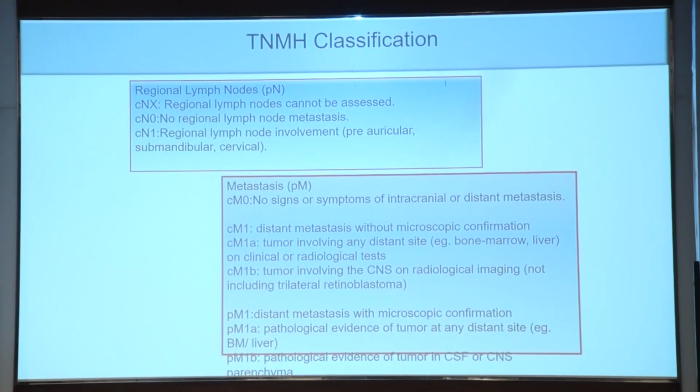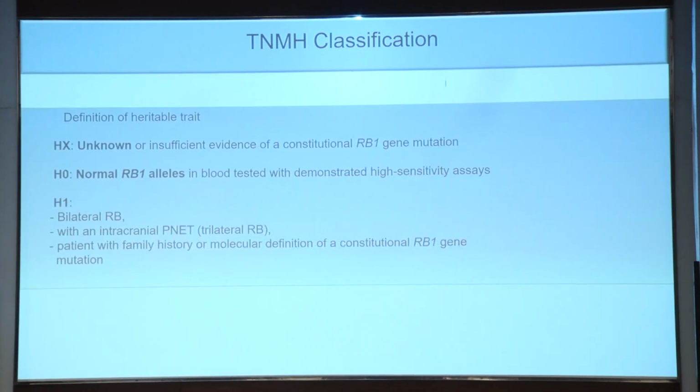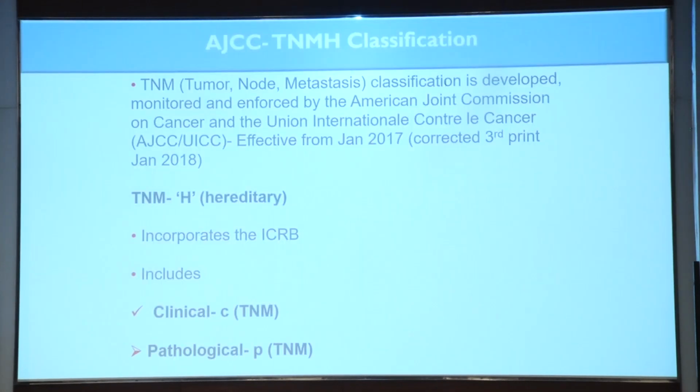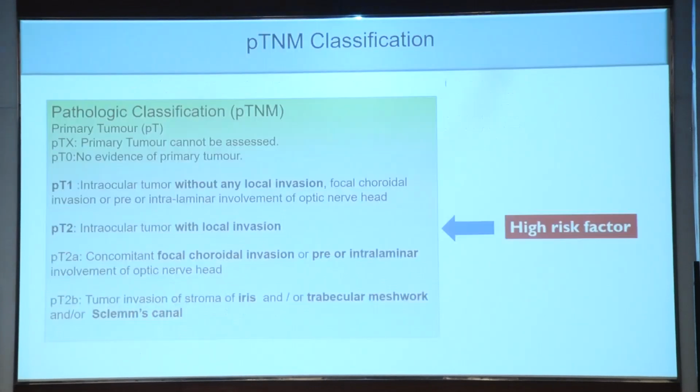So yes, N is for regional lymph node metastasis. Now metastasis, again, we have M1A and M1B. Tumor involving distant sites like bone marrow has a slightly better prognosis than that with CNS involvement, as I told you. All right. Now, hereditary, I already told you. TNMH classification, and there is even a pathological TNM classification in retinoblastoma.